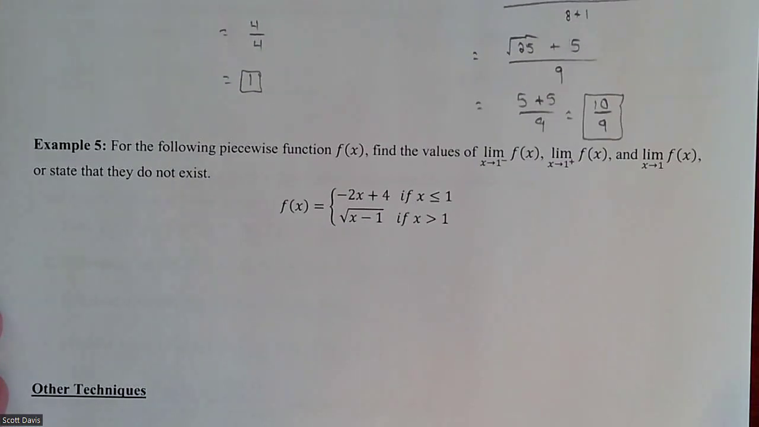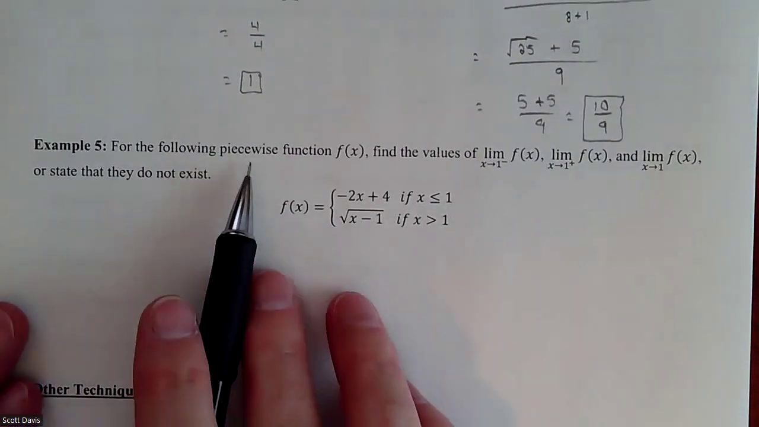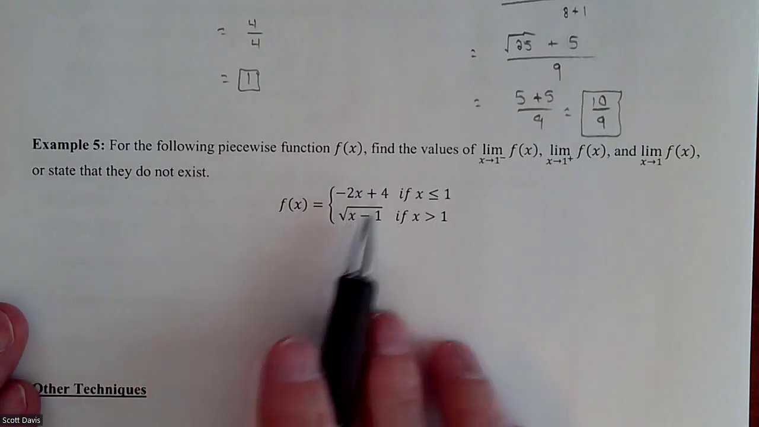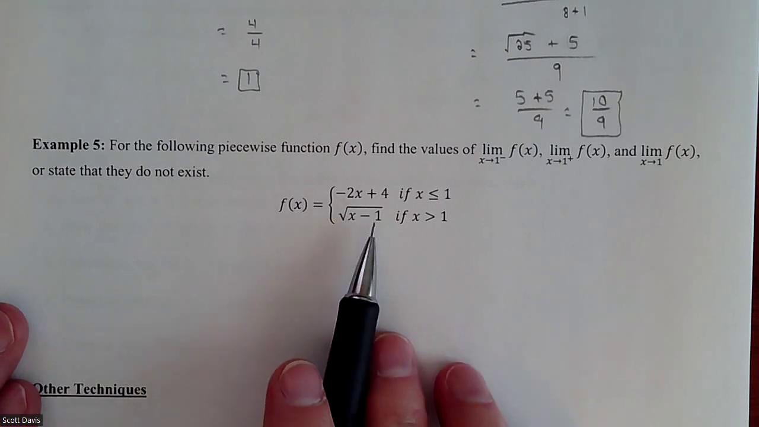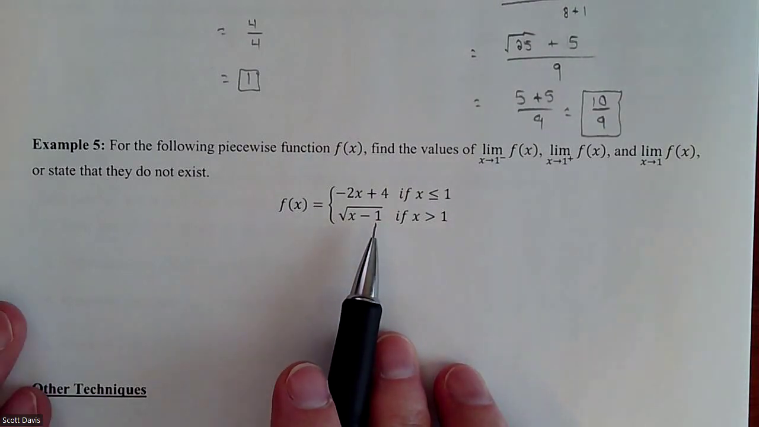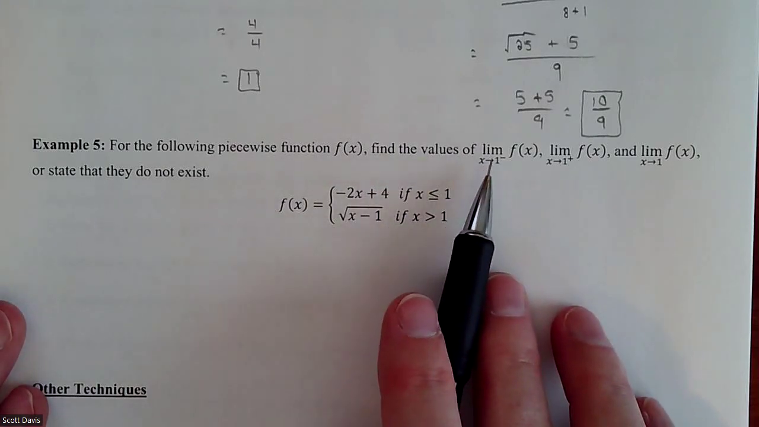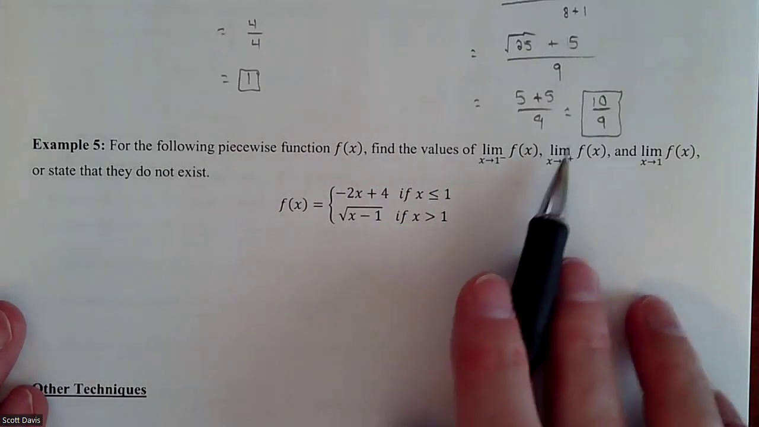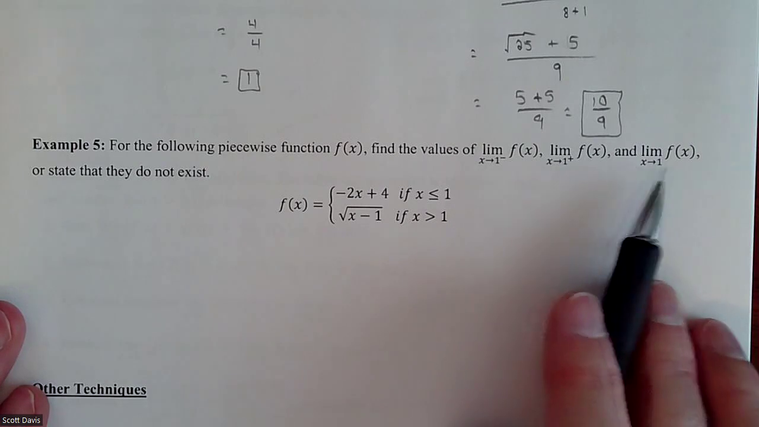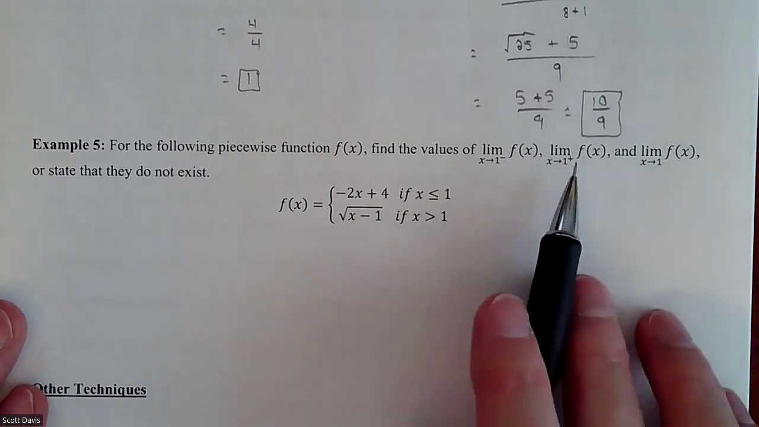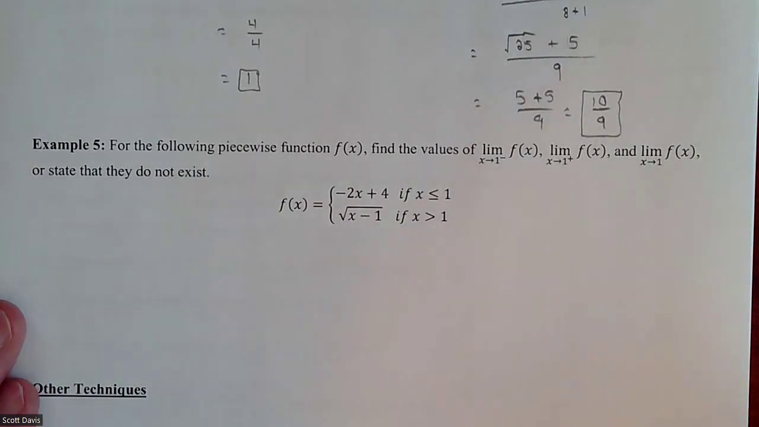For example 5, find the following piecewise. Now, piecewise is different. Piecewise has very strong potential that there's a break, right? The left side doesn't line up with the right side. They can, but they may not. So for the following piecewise function, find the limit. We really need to look at the left side and the right side and see if they match. If they do match overall, then we actually have a limit. If they don't match, then we don't.